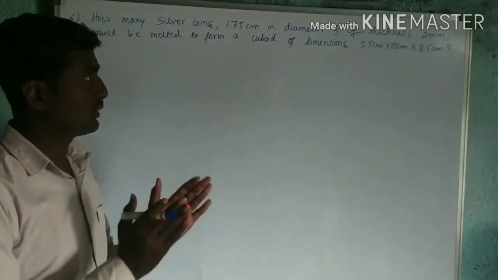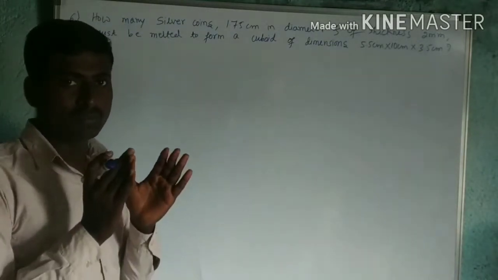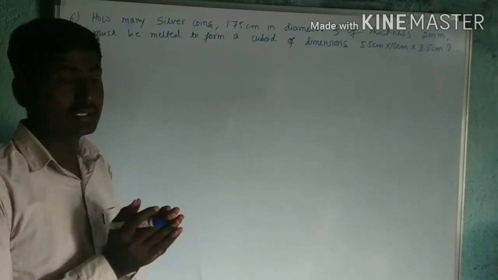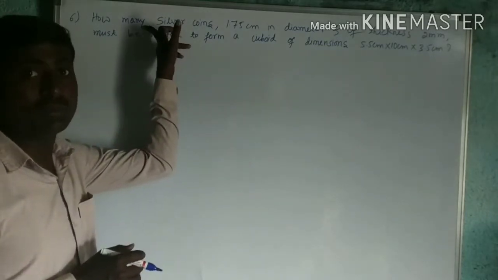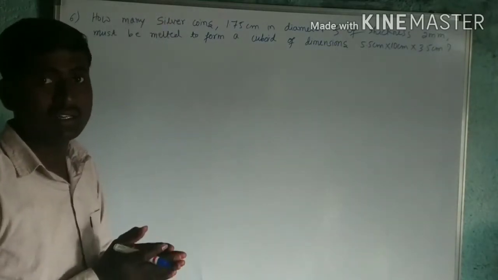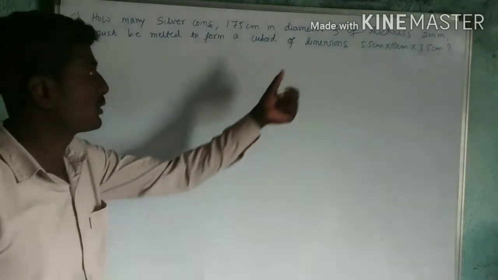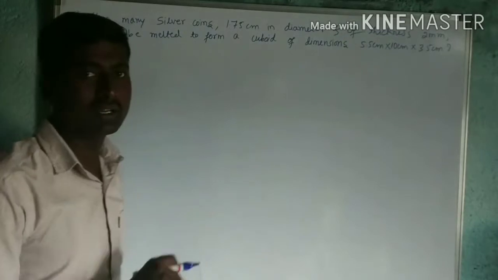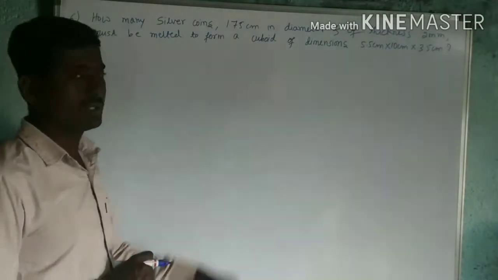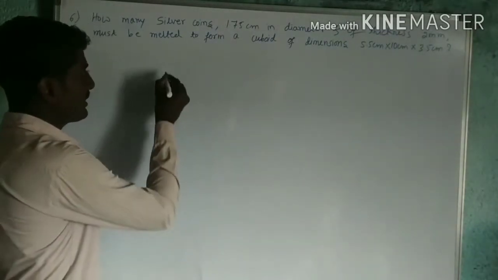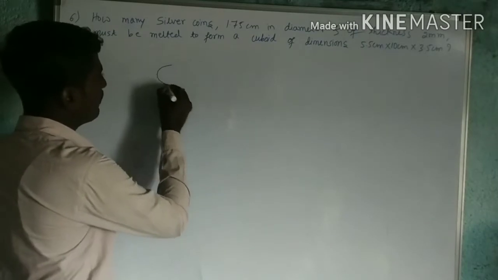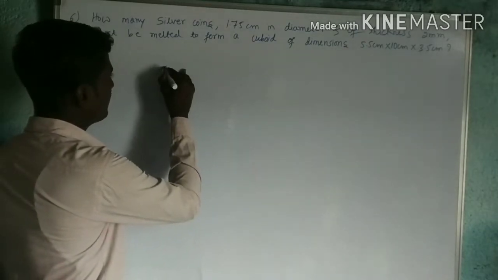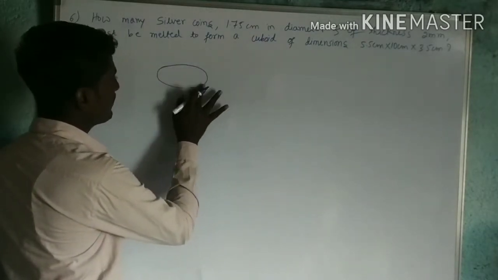Okay, so now here we are going to melt some coins. So we have to find those coins. How many coins are there to form a cuboid of this dimension? We have to find the number of coins. So usually the coins are in the shape of a cylinder.